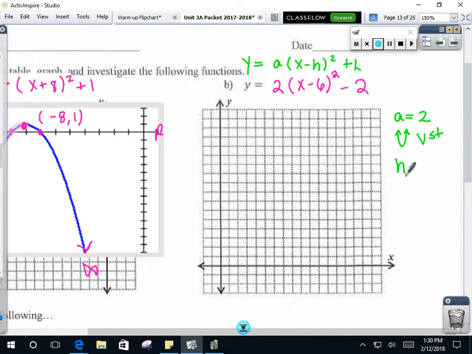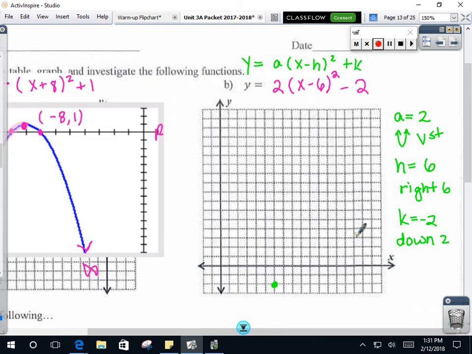Now, what is the h value? Positive 6. Because remember, the formula is x minus. So that minus is from the formula. That means somebody just plugged in a positive 6 into h. And what will that positive 6 do to the parabola? Right 6. And then what is the k value? Negative 2. And what will that do to the parabola? Down 2. Okay, so I now know to find my vertex of my parabola, I go right 6 units. So 1, 2, 3, 4, 5, 6. And then I go down 2.